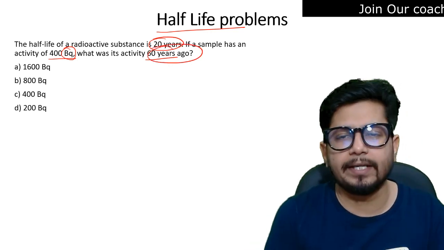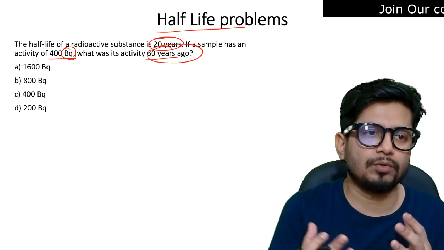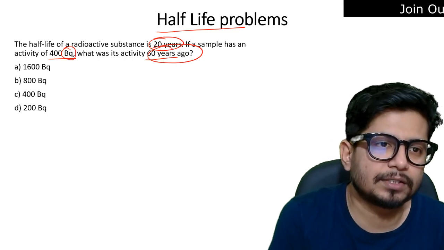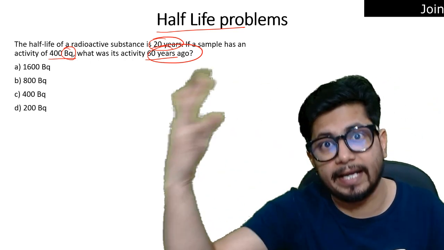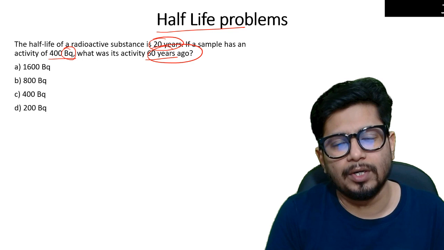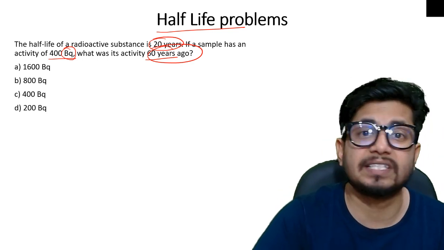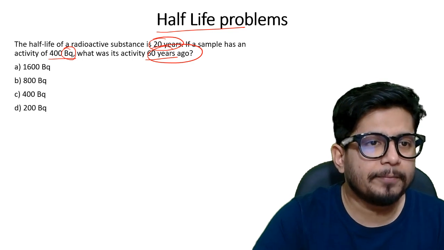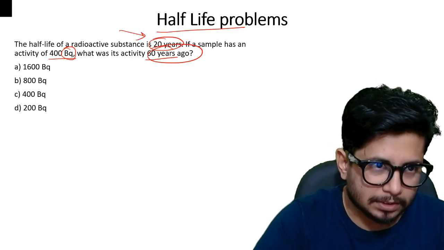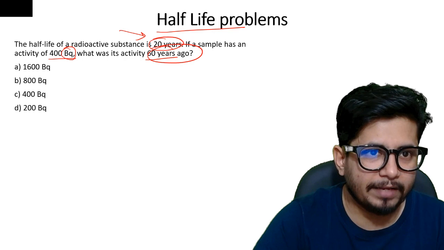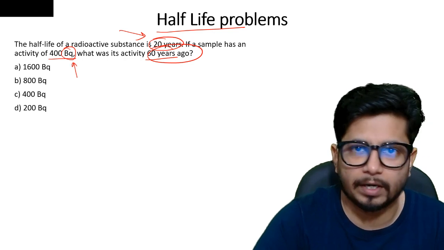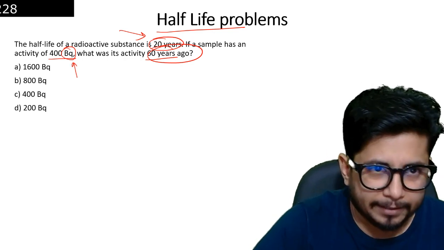Sorry. So basically in this kind of problem, they either ask you to find the half-life, or they ask you to find the radioactivity after X number of years, or they may ask you to find the radioactivity X years ago. In this case, the question asks for the radioactivity 60 years ago. The half-life is 20 years and the current radioactivity is 400 BQ. So this is the idea.